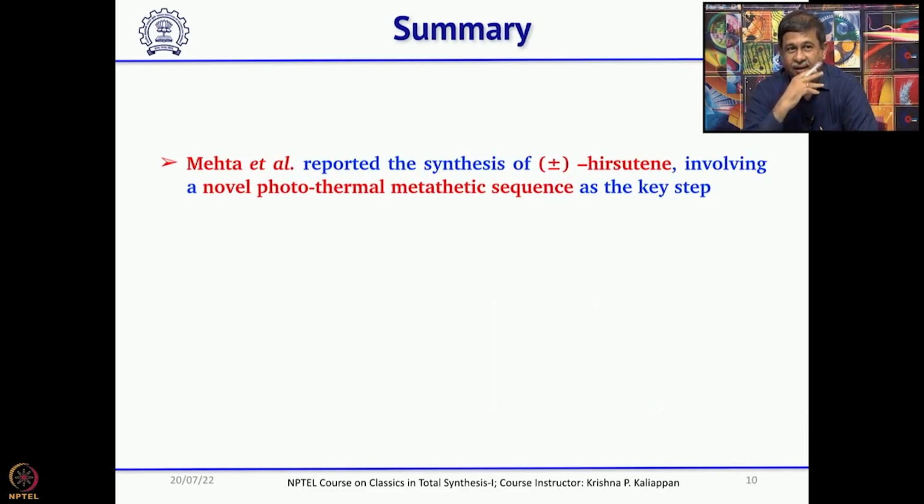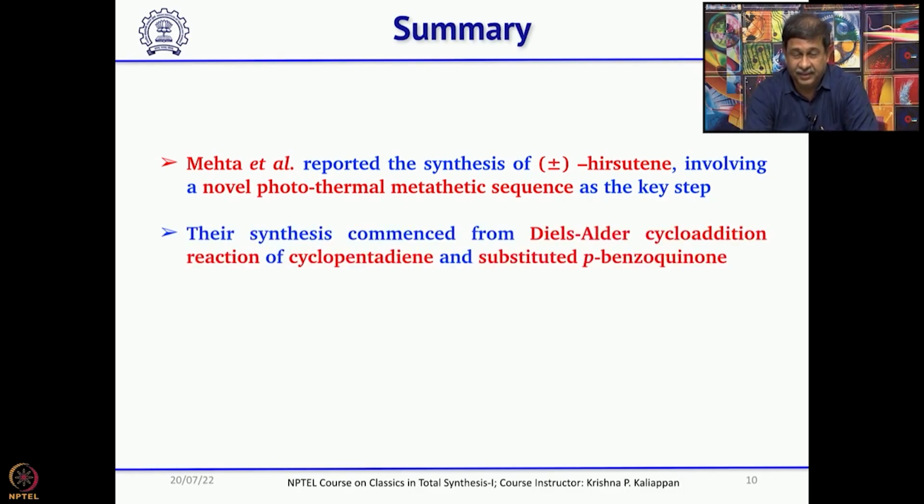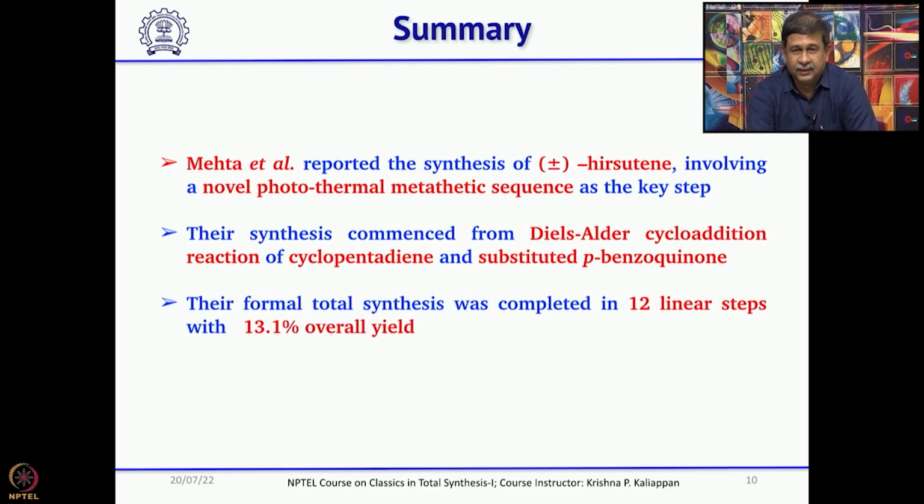So, this sequence also, as I mentioned, is one of the earliest 100% atom economy reactions. And the starting material, of course, the tricyclic compound was prepared from cyclopentadiene and 2,5-dimethyl para-benzoquinone using Diels-Alder cycloaddition reaction. Overall, this group took 12 longest linear steps to complete the total synthesis of hirsutene, and the yield was about 13%. So, 13% yield for this molecule is quite competitive, and that is mainly because of the atom economy, 100% atom economy reaction.